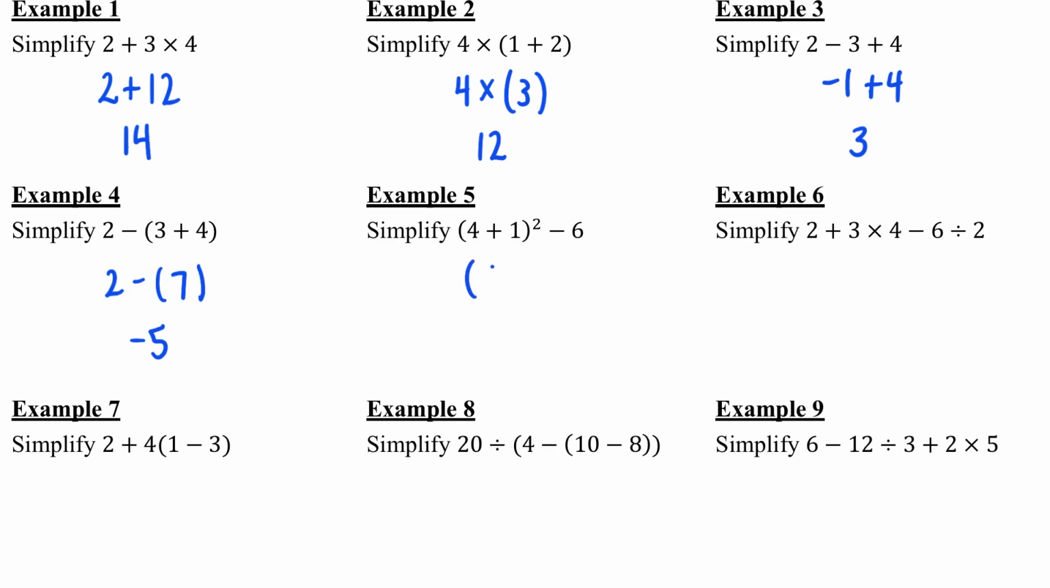So we're going to do what's inside the parentheses first. We're going to leave everything else alone. Then we're going to do the exponent. 5 squared is 5 times 5. It's 25. And then 25 minus 6 is 19.